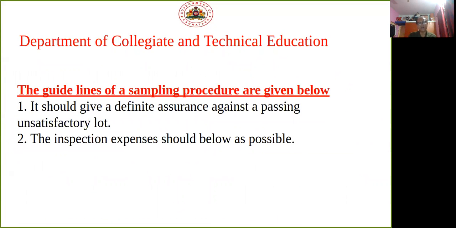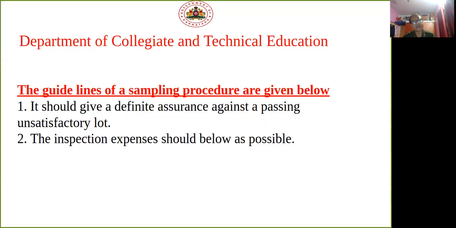The guidelines for the sampling procedure are given below. What are the guidelines? It should give a definite assurance against passing an unsatisfactory lot. Deciding on rejecting or accepting the lot is not the important point here. If you reject the lot, sometimes the lot may have good quality products. So we have to take care before rejecting any lot, and give the assurance against passing the unsatisfactory lot.